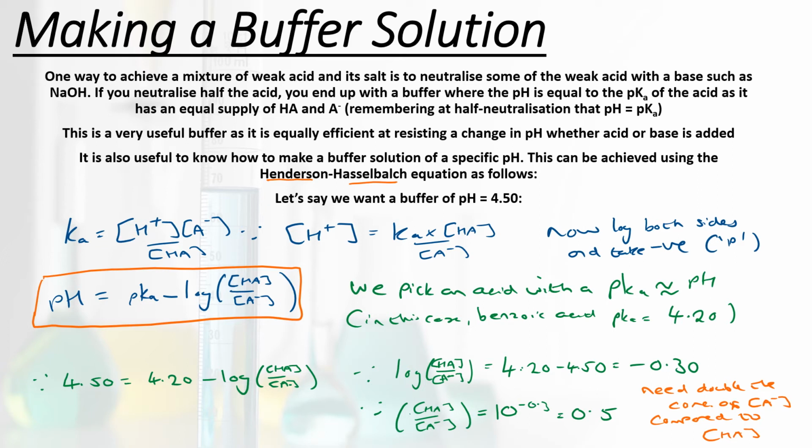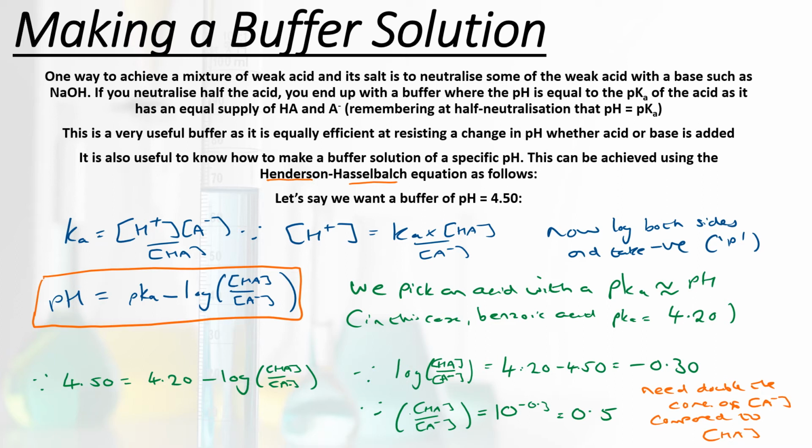Now, if you're unsure about this, go back to the previous video in this series where we looked at the fact that at half neutralization, the pH is equal to the pKa. And so at this point, it has an equal supply of undissociated acid and the A-, the salt anions. Now this is a very useful buffer because it's efficient at resisting change in pH whether acid or base is added. And it's also useful to know how to make a buffer solution to a specific pH.